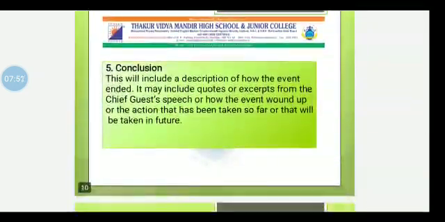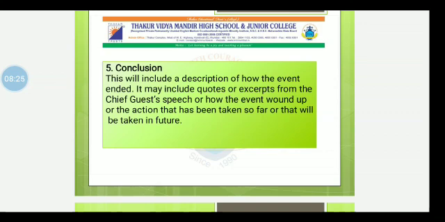And finally, it's time to wind up the report. Just as any book has a beginning and an ending, here your event also starts and ends like a movie. So, this will include a description of how the event ended. It may include quotes or excerpts from the chief guest's speech, or how the event wound up, or the action that has been taken so far or that will be taken in future.